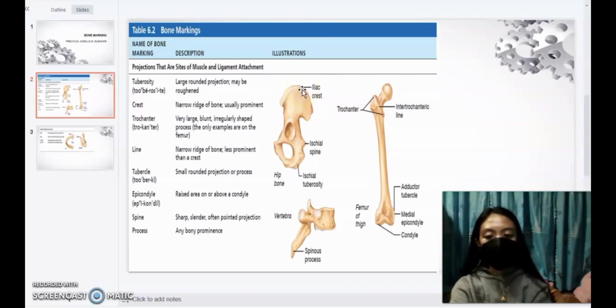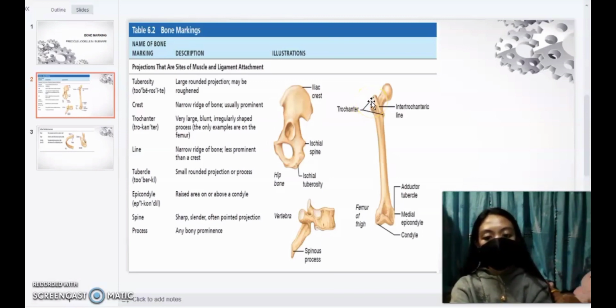Next is trochanter. The only place that you'll have a trochanter is the femur. So if you look over here, there is a big one here, which is called the greater trochanter, and the little one, which is called the lesser trochanter. These are large, blunt, irregular shaped projections, and the only example that we have is going to be in the femur. So if you put down trochanter anywhere else but the femur, it is going to be wrong.